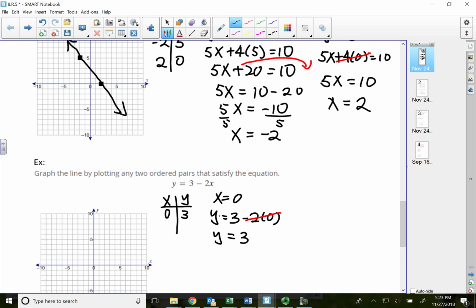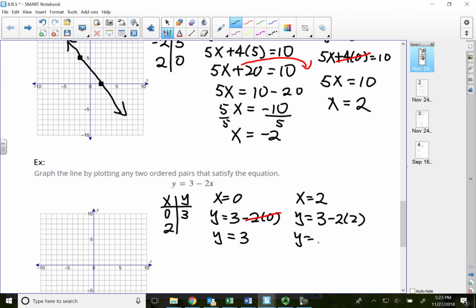All right, another number for x, whatever I want, 1, 2, 3, whatever. I'm going to pick 2 this time. So if I pick x equal to 2, all right, substitute into my equation, that will be y equal to 3 minus 2 times 2.